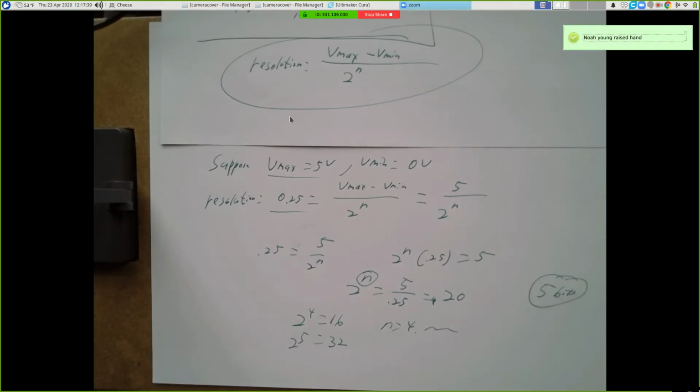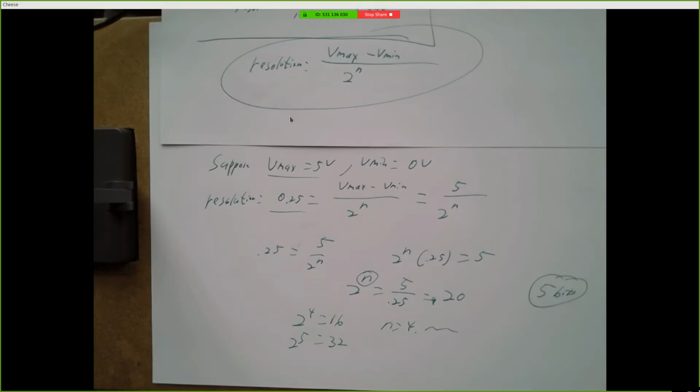When you get to Engineering 270, we talk more about analog digital converters, and we go through this in more detail then. Did somebody have their hand up?